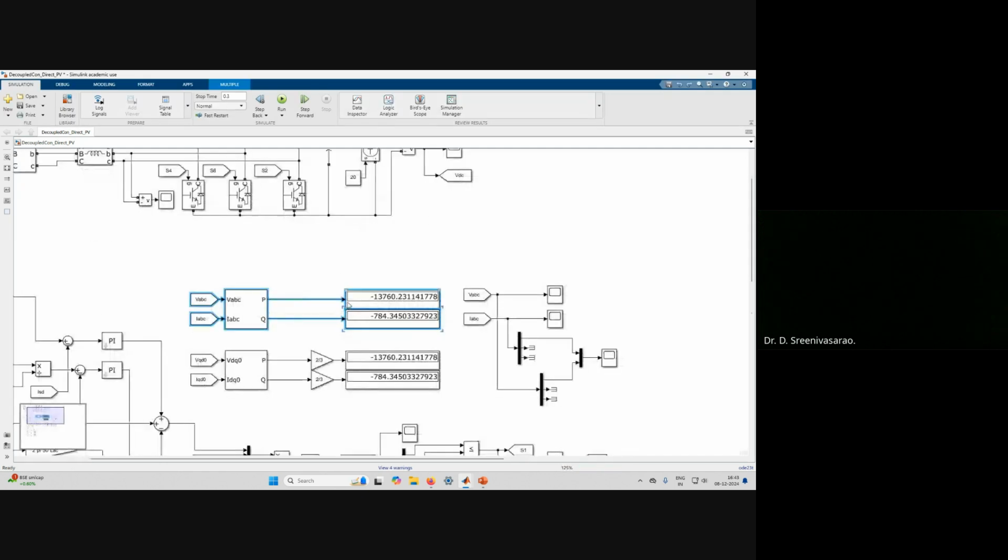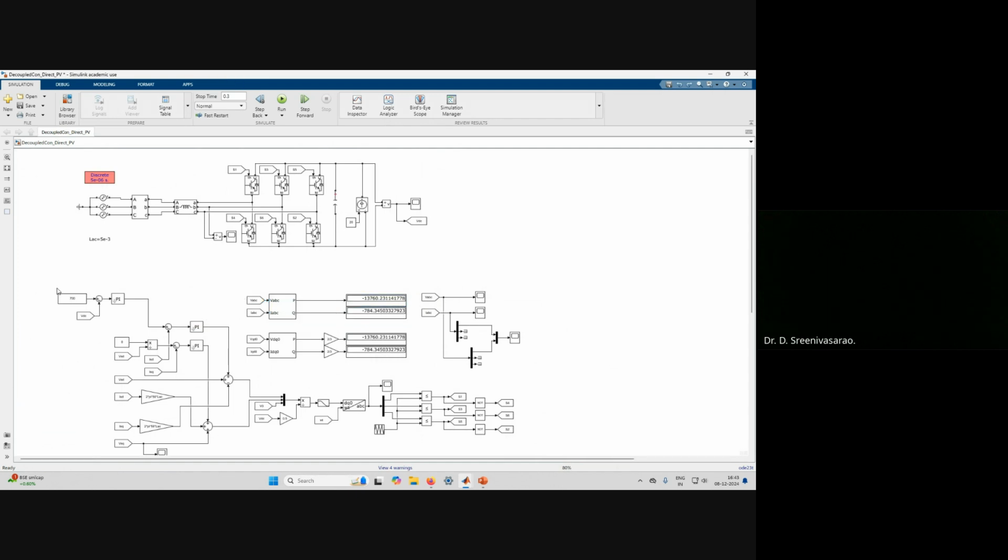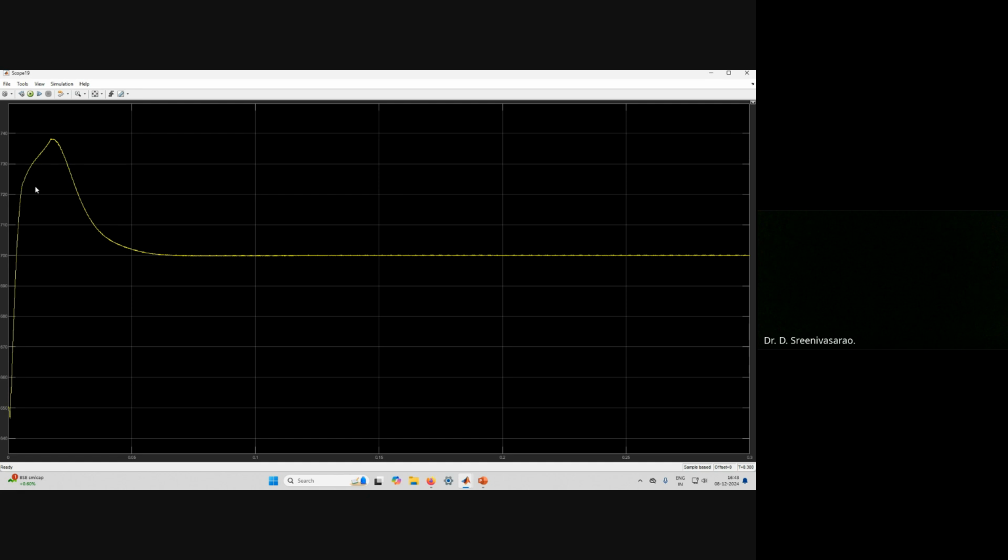I will run this one. So as we discussed, the first thing is that we need to check whether the DC voltage is maintained at 700 volts or not. You can check here. See here, the DC voltage is 700. Right? So it is maintained at 700 volts here. So we fulfilled the first objective.